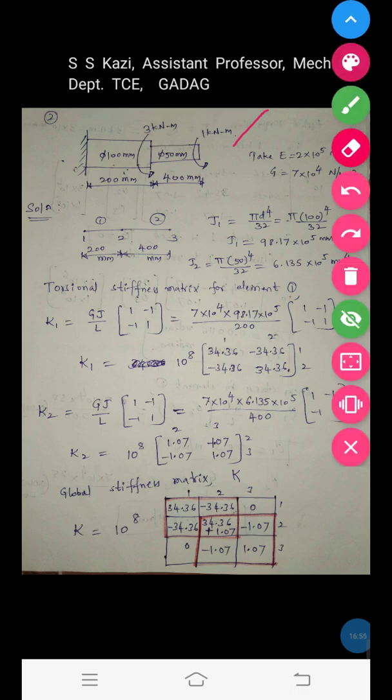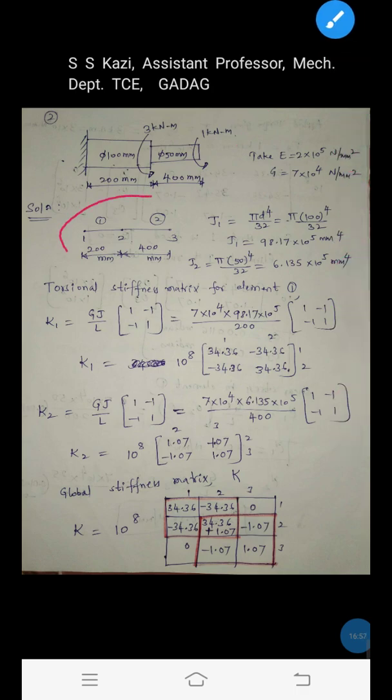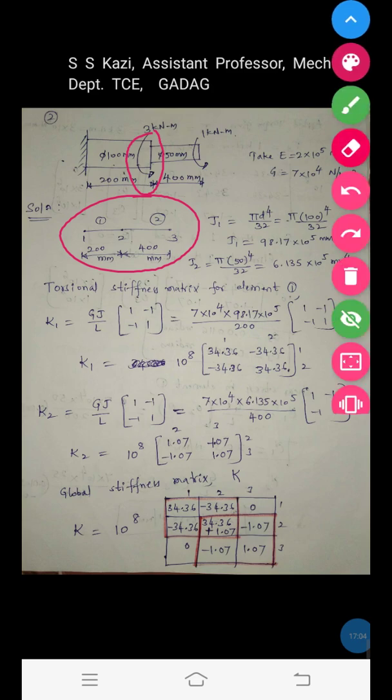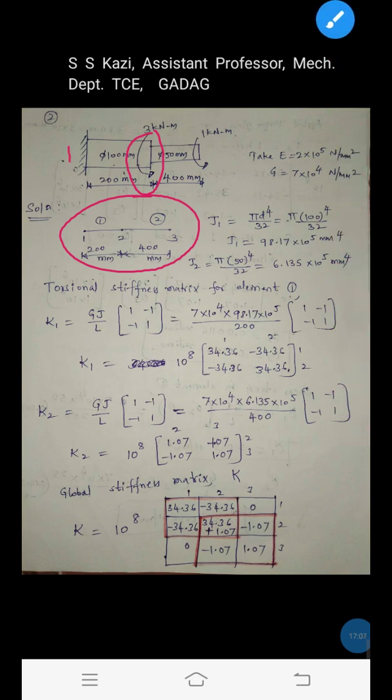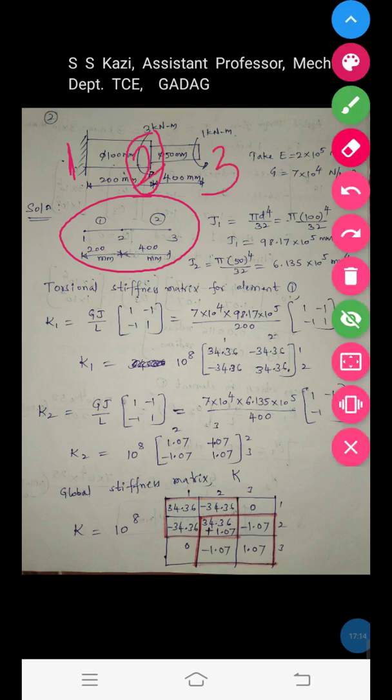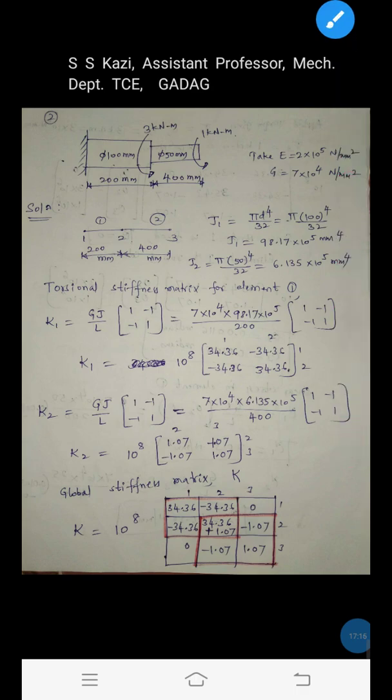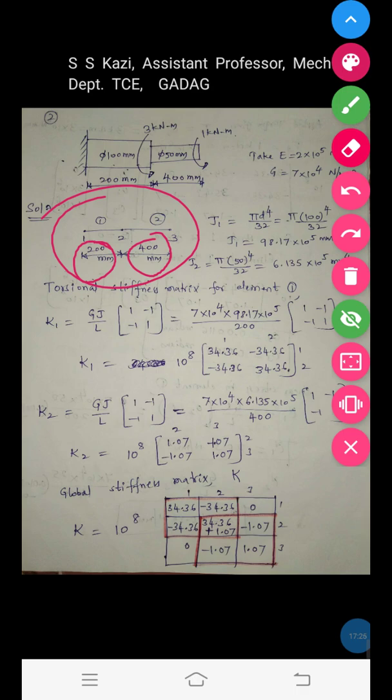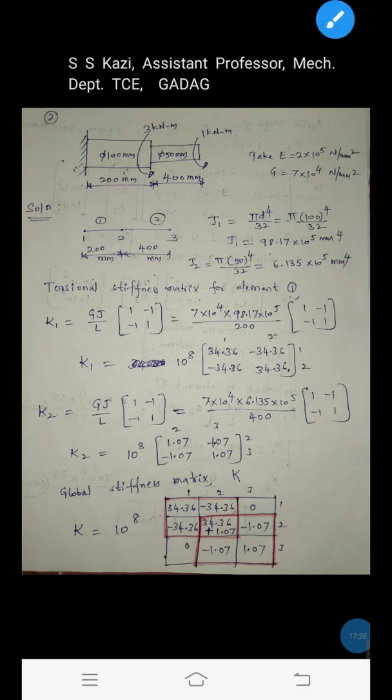Okay, how do you determine? First, let us generate a finite element model. How do you generate a finite element model? Since there is a change in cross section here and also a change in loading, I will locate the first node here, the second node here at the change in cross section, and the third node here. So I will choose 3 nodes and 2 elements like this, that is 1, 2, 3 and 2 elements, where the first element has length 200 mm and the second element has length 400 mm.